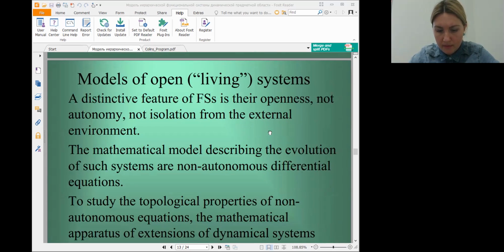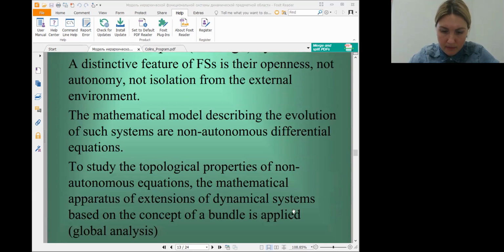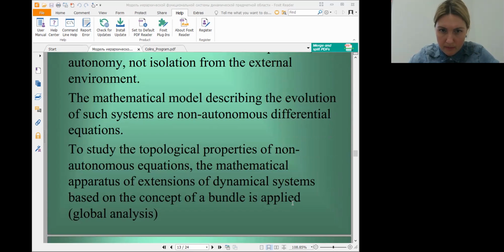Models of open or living systems. A distinctive feature of FS is their openness: not autonomy, not isolation from the external environment. The mathematical models describing the evolution of such systems are non-autonomous differential equations. To study the topological properties of a non-autonomous equation, the mathematical apparatus of extensions of dynamical systems based on the concept of a bundle is applied.